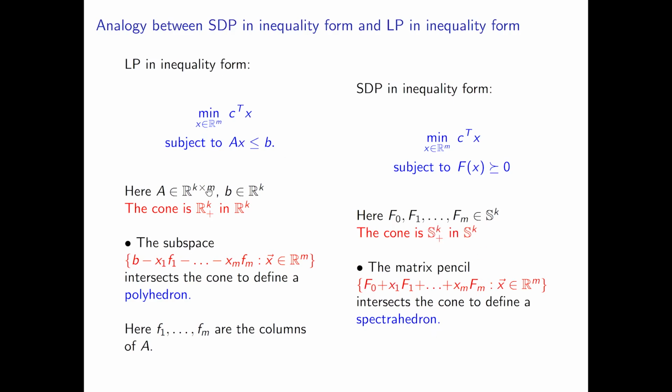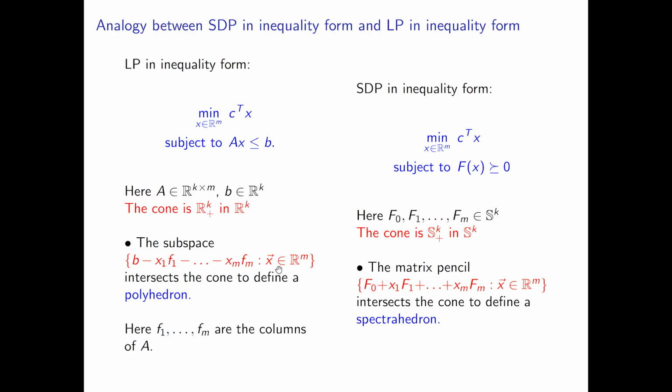It turns out that the linear program can also be visualized in exactly the same way. What you have is a cone in the set of k-dimensional vectors, which is the cone of vectors with non-negative coefficients. It's easy to see that that's a cone. It's basically the positive orthant, or the non-negative orthant, in k-dimensional Euclidean space.